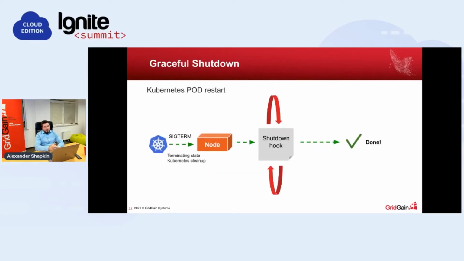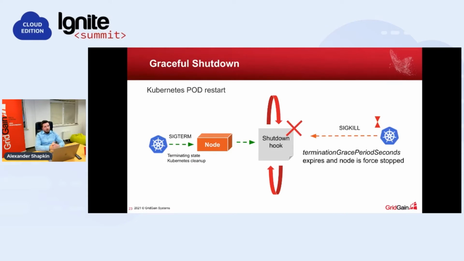Now, a few words about how Kubernetes handles pod termination. So when a pod is scheduled for termination, the Kubernetes ecosystem sends a termination signal to the pod. And it means the pod enters the termination state. So it is being removed from the service IP list and so on. Once the shutdown hook is finished, the termination process ends.